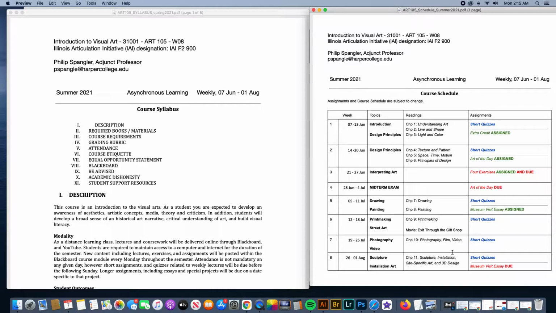Introduction to Visual Art. This is an 8-week summer course where we are talking about art. And in particular, the goal of this course is to develop a vocabulary for understanding and appreciating artwork.